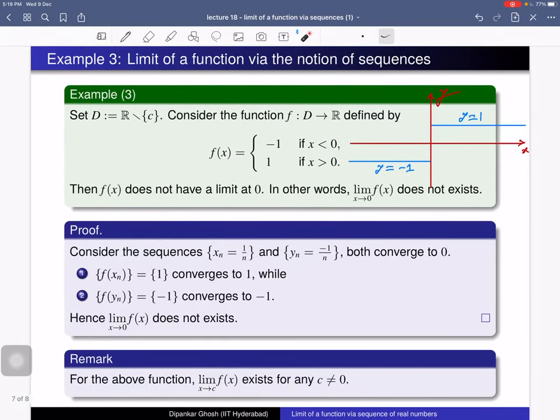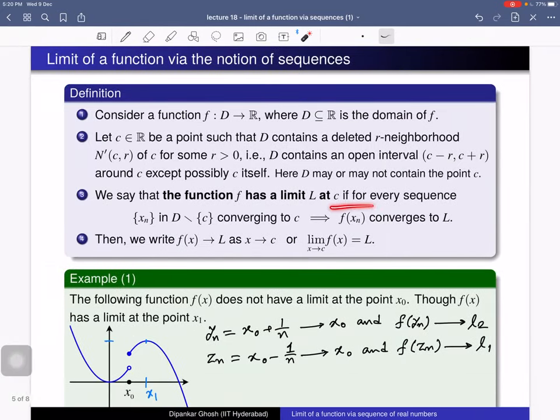Okay, and here is another example. In this case you set your domain D as R minus 0, and you consider this function f from D to R, defined by this thing. So f of x is minus 1 if x is negative, and f of x is 1 if x is positive. And then what can you say about the limit of this function at x equal to 0? Whether it exists or not. Okay, so I claim that f of x does not have a limit at x equal to 0. Let's try to verify this condition.